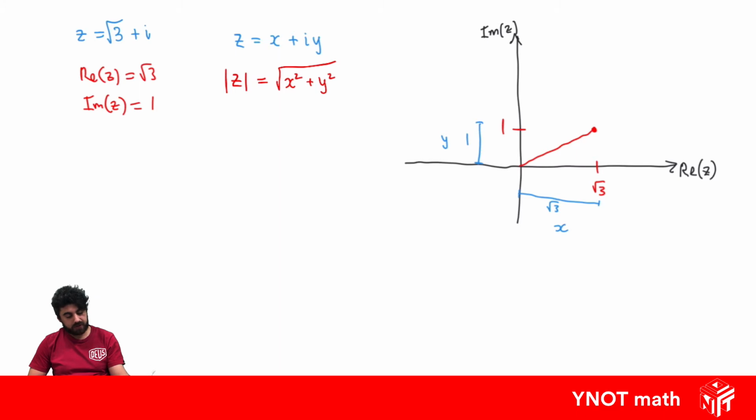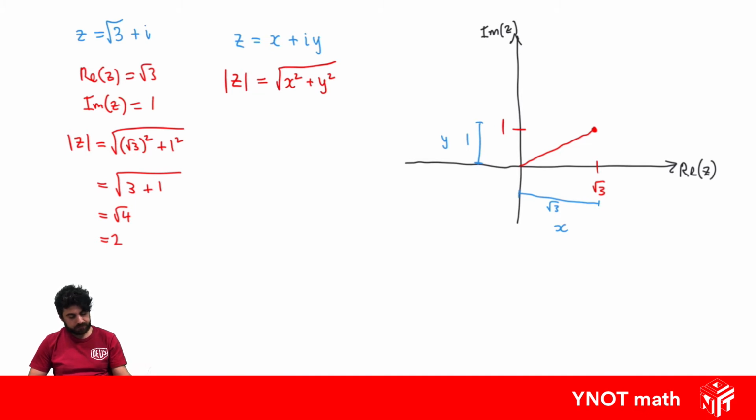So let's do it for our example. Let's find the modulus of z. That's going to be the square root of root 3 squared plus 1 squared, which is going to give us the square root of 3 plus 1, and we just get root 4, which equals 2. So now we know the distance from the origin to this point is 2, and that's also the modulus of z.